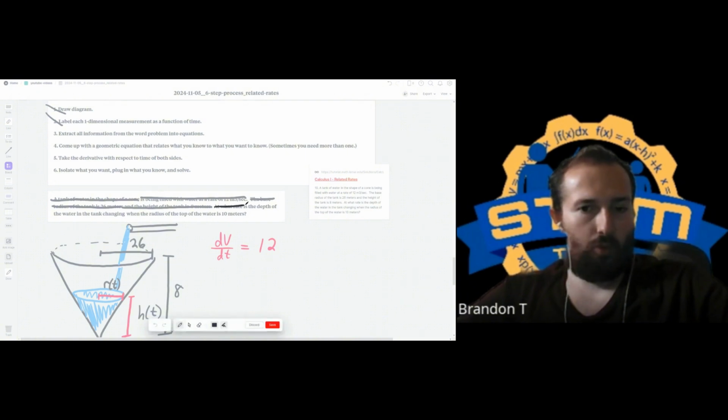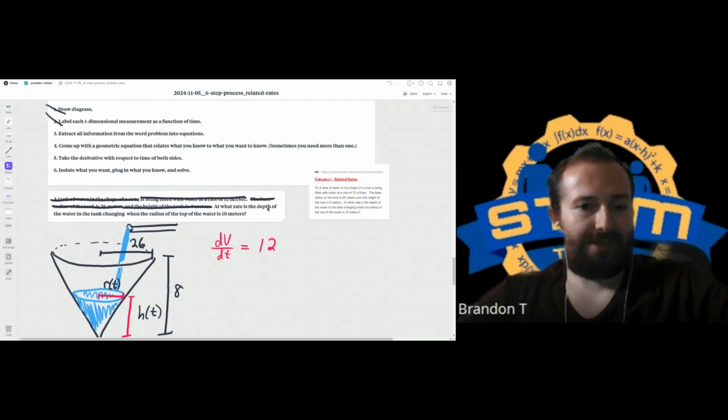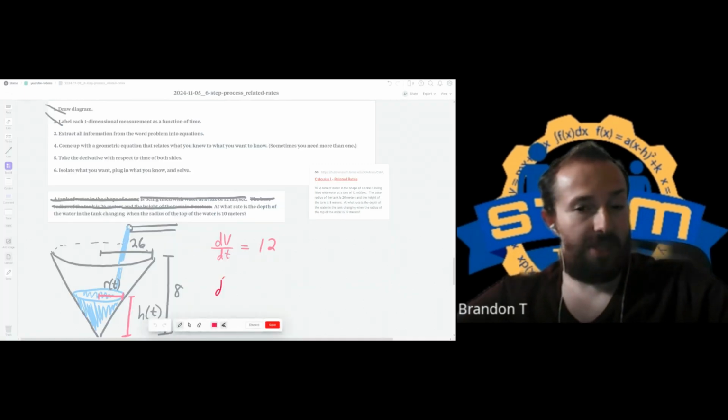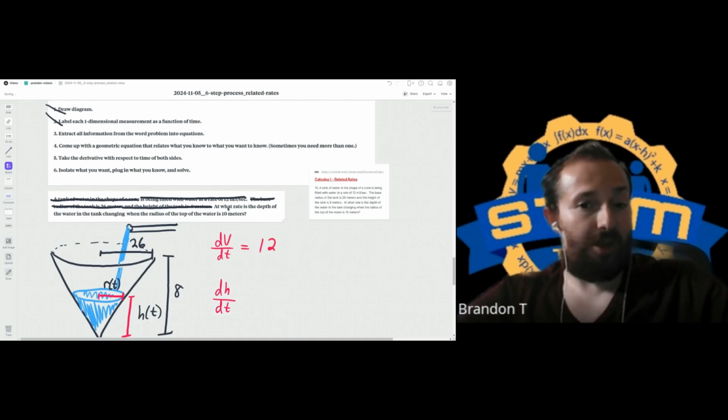That's good. And then they're saying, at what rate is the depth of the water in the tank changing? This is where you can think about what function we used to represent the depth of the water. The depth of the water is really the height of this cone. So the way I interpret this, at what rate is the depth of the water in the tank changing? I just say dH/dt. That's the rate at which the depth of the water in the tank is changing. And specifically, they're not telling us what that is.